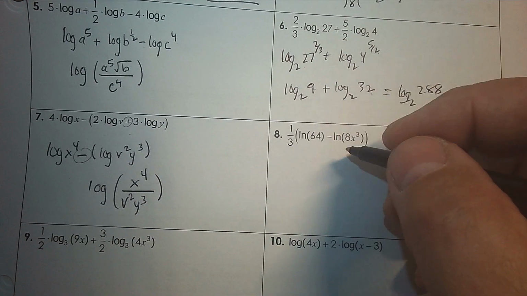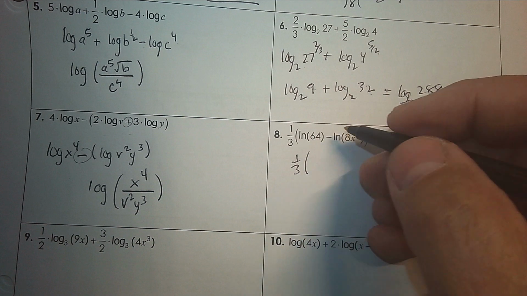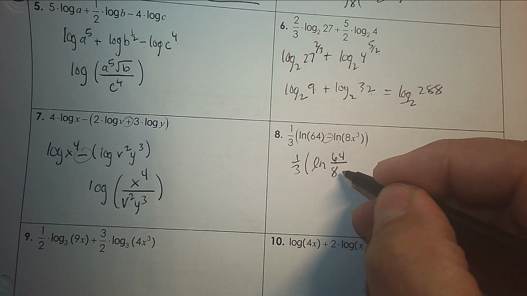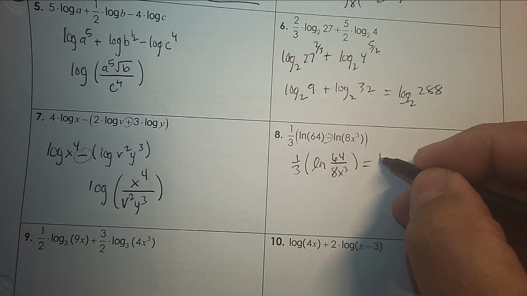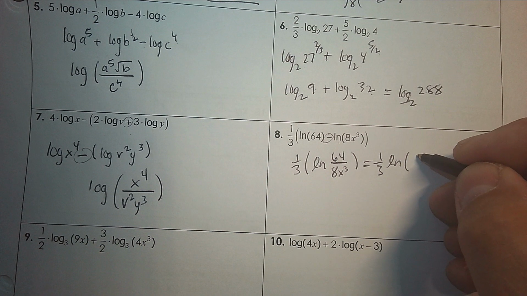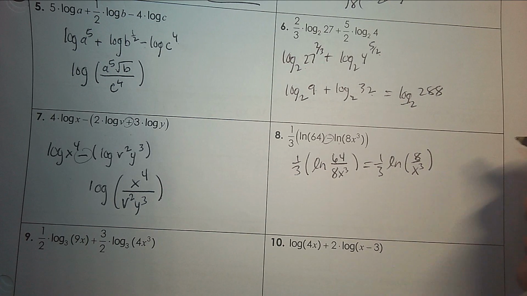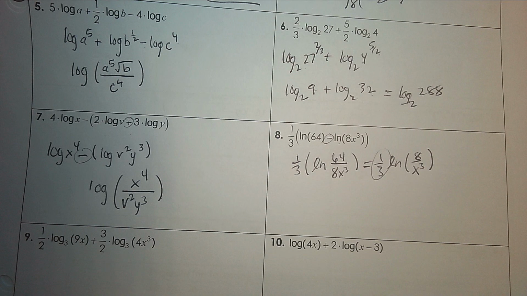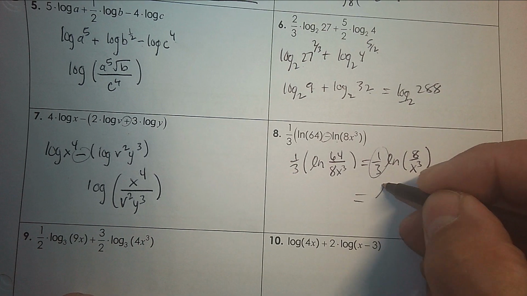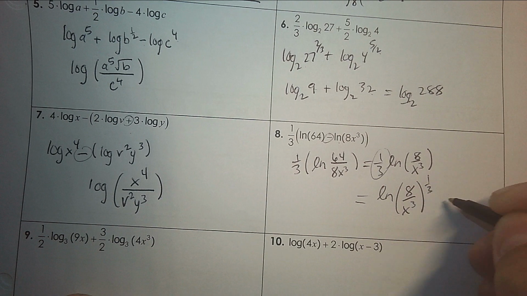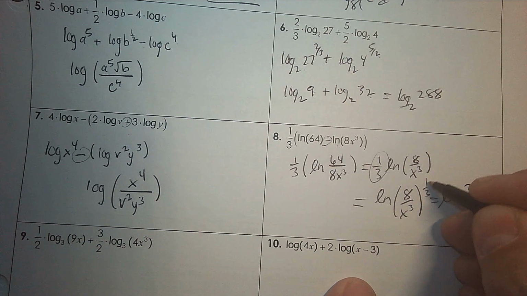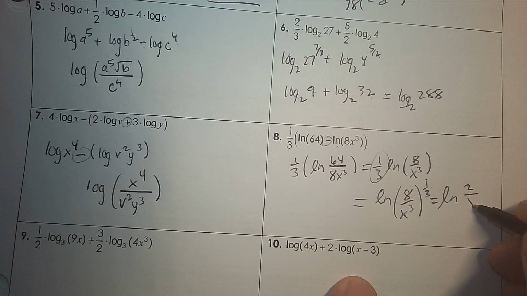Number 8, I'm going to simplify what's inside first. So ln and ln, same base. Subtracting means I'm going to divide. So a fraction line, it'll be 64 over 8x cubed. 64 divided by 8 is 8, so I'll just do that. So it's 8 and then x cubed. And then this 1/3 is the exponent on that. So it's 8 over x to the 1/3. So the cube root of 8 is 2, and the cube root and the 3, they divide out, so it's like 3 times the third. They undo each other, so it's just x. So it's ln 2 over x.